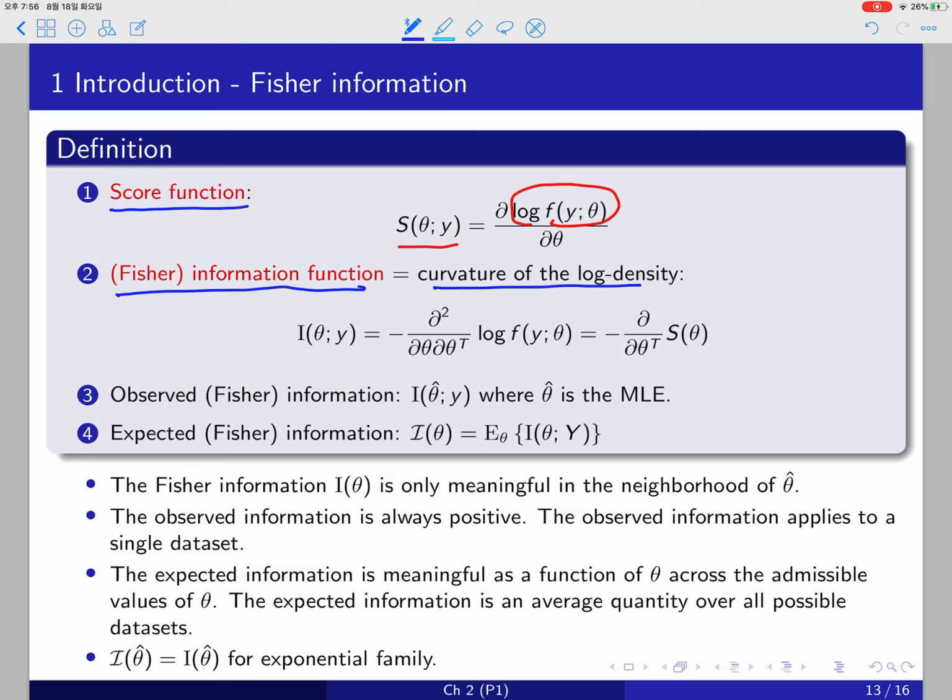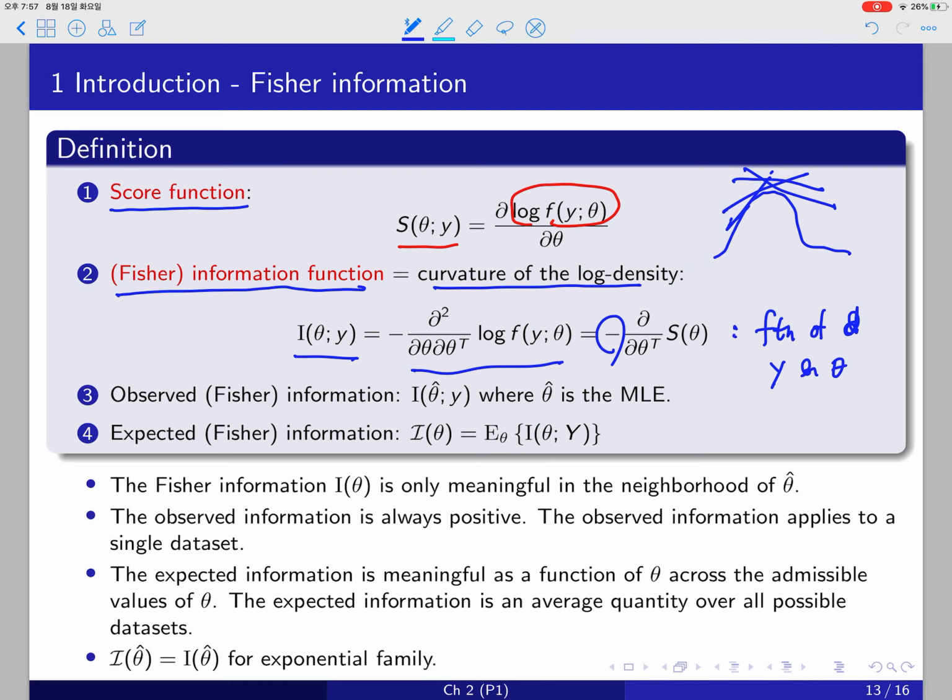Okay, so this is the density function, right? Log density. So this is a score function, and then curvature means how fast they change. So this one is supposed to be negative, right? The partial derivative is supposed to be negative, but we take the minus, so that's positive. The information function itself is positive. By the way, this is a function of y and zeta.